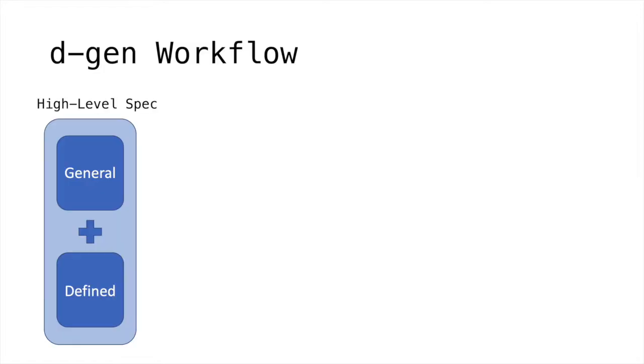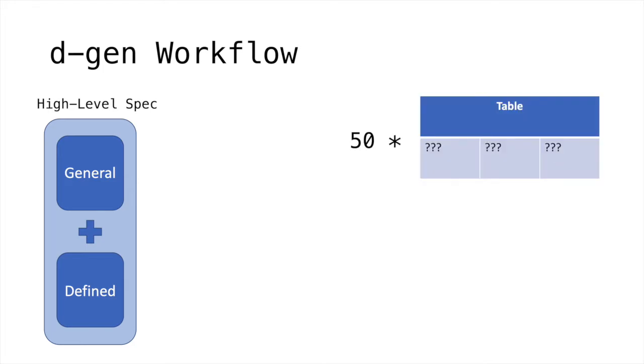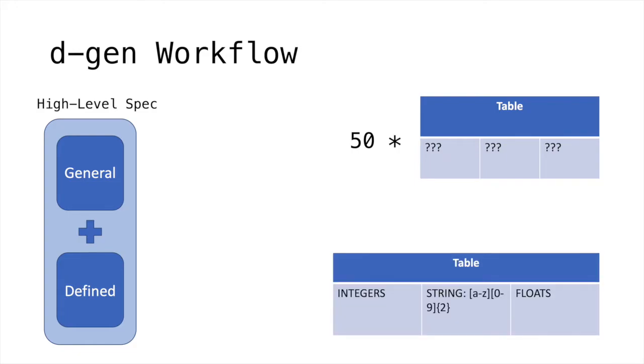To achieve this, a user first writes a high-level specification describing their relational database. Users can write their specification from both general or defined scopes. Users can say something very broad, like just give me 50 tables, or they can say something very specific, like I want a table with a column with integers, a column with strings following this regex pattern, and a column with floats following a Gaussian distribution.